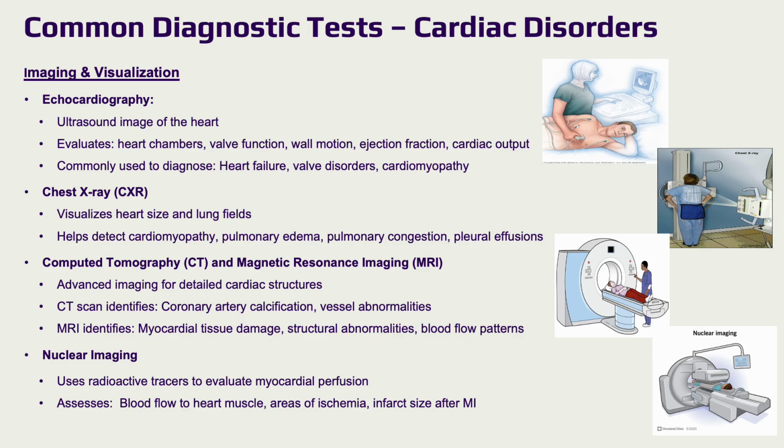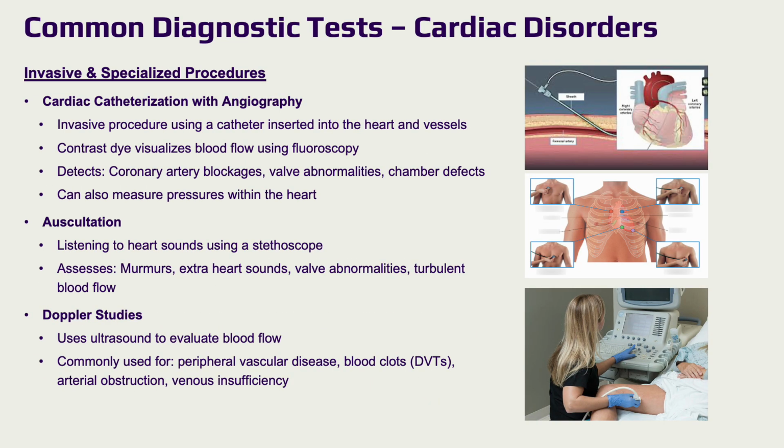the chambers? Nuclear imaging. This uses radioactive tracers to evaluate myocardial perfusion, to see how perfusion is happening. It assesses blood flow to the heart muscles, any areas of ischemia, and infarct size. If the patient had an MI, then the size of the infarct in the muscular tissue.